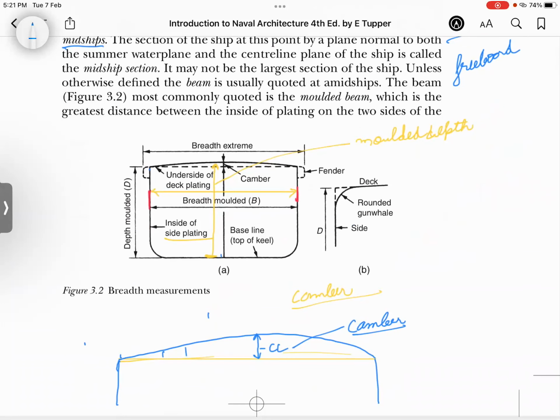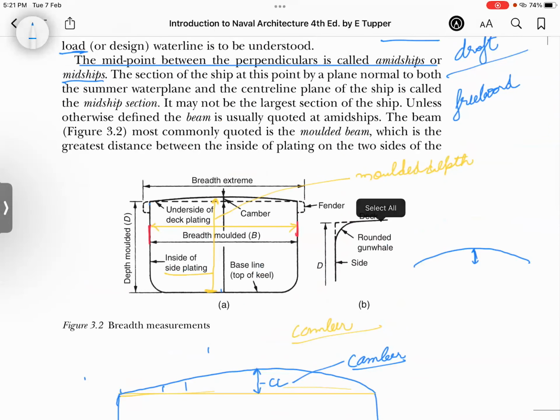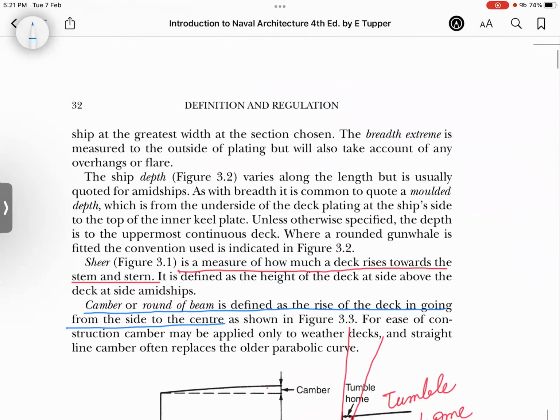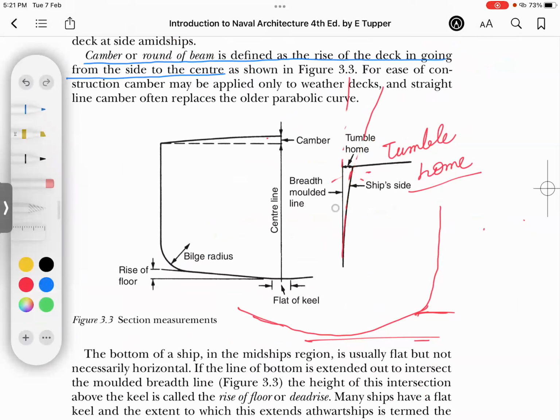Then we saw what is a camber. It is the rise of the height in the center, the curvature. How much your height is raised, this is called a camber. And the inward structure is called a tumble home. Okay, this is a tumble home, right? Look at this, this is a tumble home.